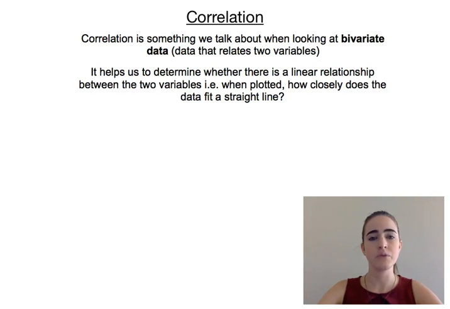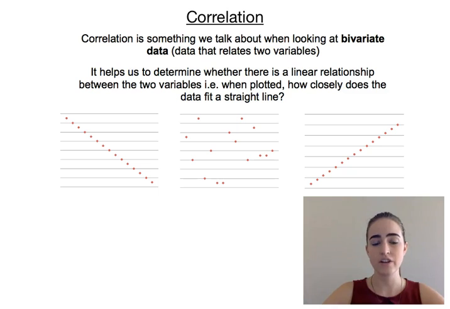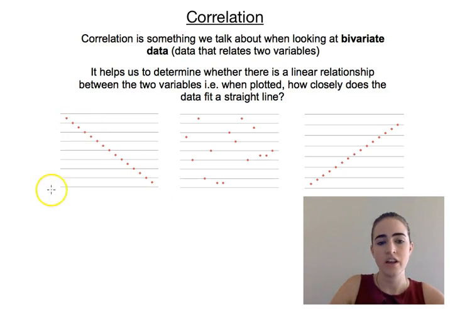So that means that if we plotted them in a scatter plot, we're looking to see how closely they fit to a straight line. So if we have a look at these three scatter plots, this first one, all the data points perfectly fit in a straight line and it's sloping in the negative direction. So that there has a perfect negative correlation.